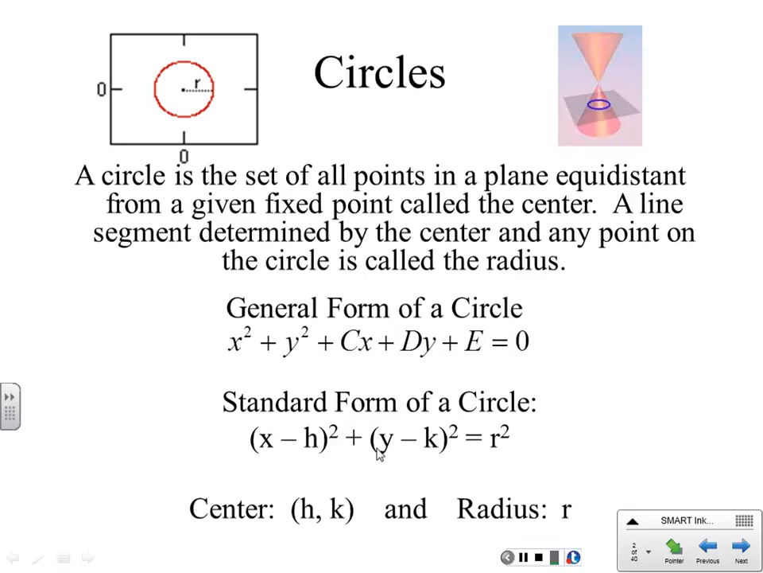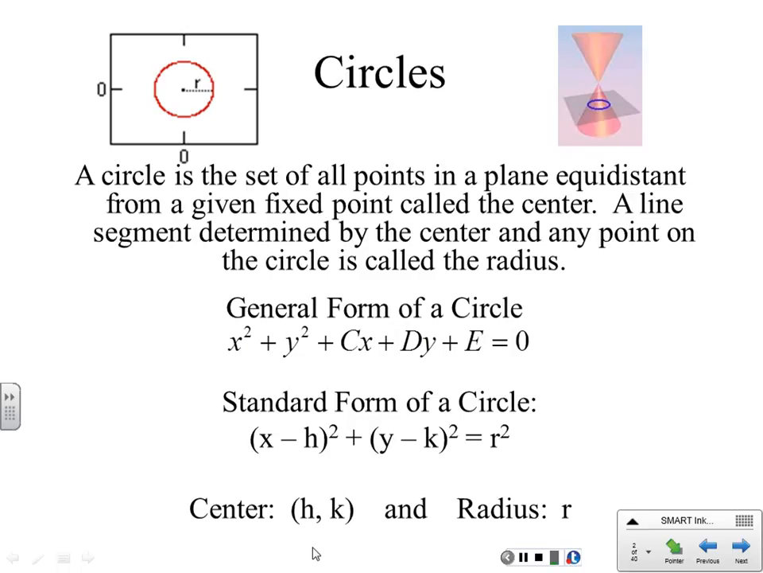Now, standard form is workable form. So if you see parentheses, that's a good thing. That's a good setup. If you see it set equal to 0, just start shaking your head because it's a lot of algebra. Your center is an ordered pair. It's a point because this is graphing. We have a circle on a graph, and the center is a point. It's an ordered pair.